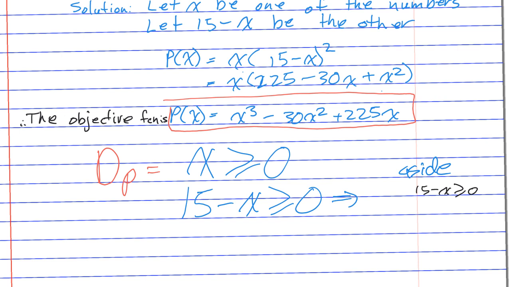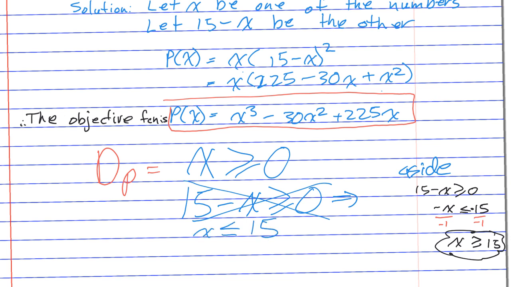Then what you have to do is solve for x. You get negative x is greater than or equal to negative 15. Now we divide both sides by -1, and we're left with x is less than or equal to 15, because the sign there should have been -15. So -15 divided by -1 is that. So that is what our domain should be. We want to have x being less than or equal to 15 for the second half of our problem.